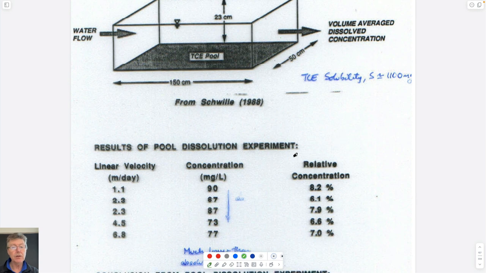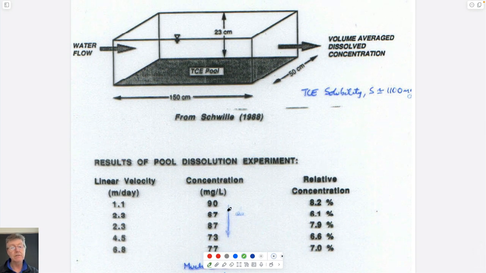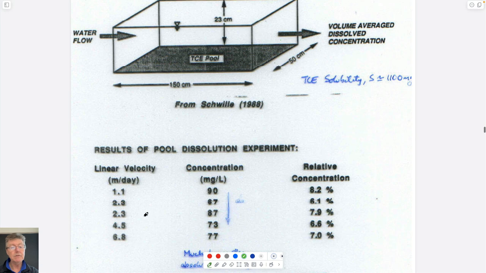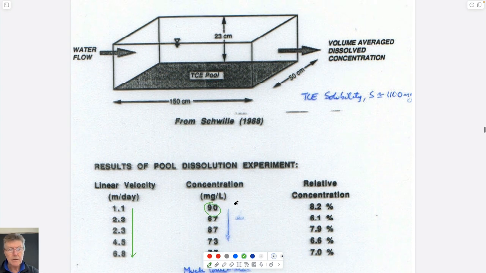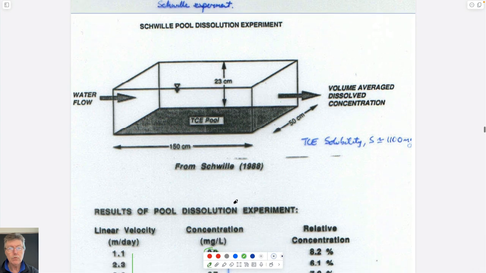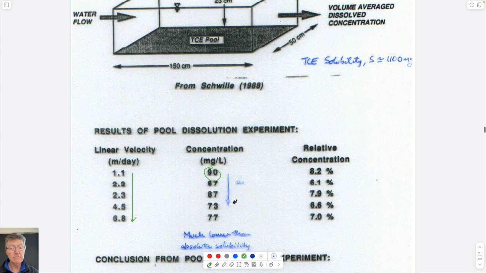If it picks up its full loading, then you'd expect that the concentration, as it comes out dissolved in water on the downstream side, is equal to the solubility. But if you do the experiment and increase the velocity, going from low velocity to progressively higher velocities, the concentration, even at the lowest velocity, is only 90 milligrams per liter. The contaminant is TCE. Solubility is about 1,000 parts per million, and it comes out at 90, so it comes out at 8 or 9% of its solubility. If you increase the velocity, it comes out at even lower percentages.